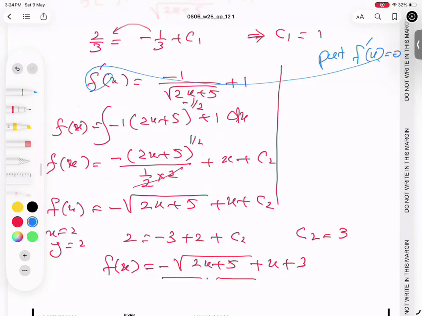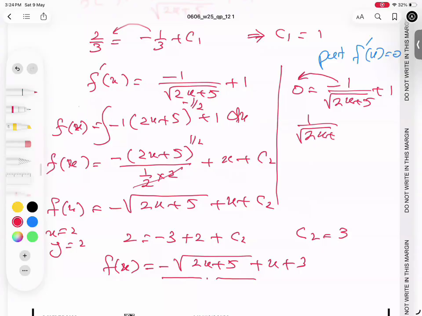When I plug in 0 here, students, what is the story then? So 0 is equal to negative 1 over root of 2x plus 5, plus 1. This completely goes to this side and becomes this format. Cross multiply and squaring both sides, I get 2x plus 5 equal to 1. So x becomes negative 4, negative 2 comes. But is the question done? Not at all. We have to find the y coordinate.